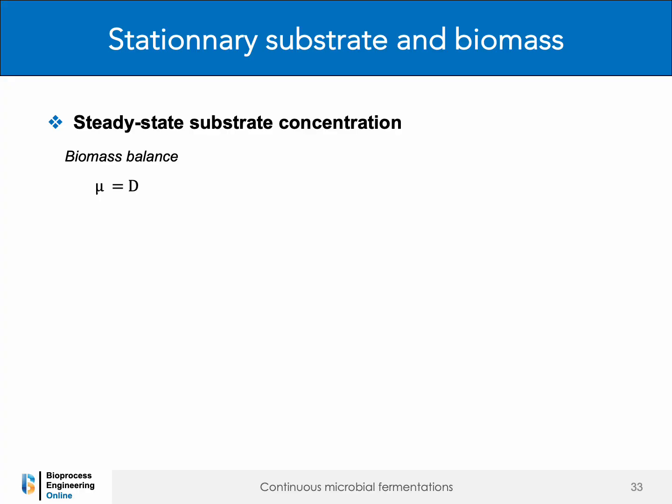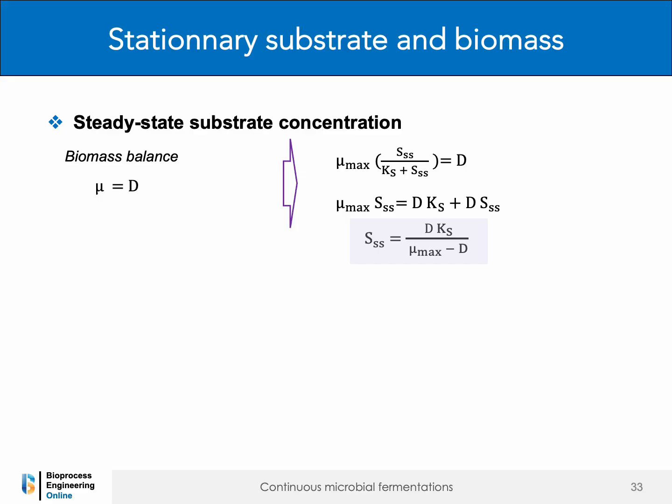The steady-state substrate concentration S_SS is obtained from the steady-state biomass balance. By expressing the specific growth rate using Monod's law, the steady-state biomass balance becomes mu max S_SS over Ks plus S_SS equals D. Rearranging this expression gives mu max S_SS equals D Ks plus D S_SS, which leads to the steady-state substrate concentration S_SS equals D Ks divided by mu max minus D.